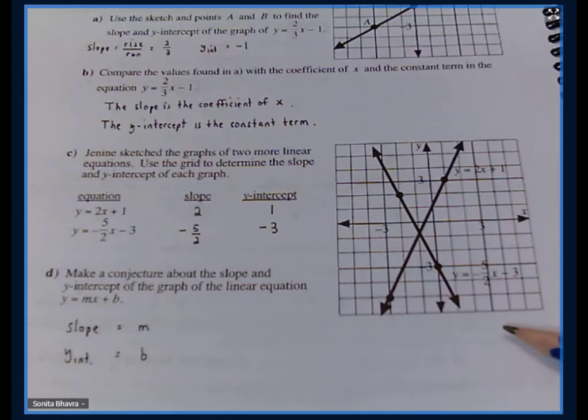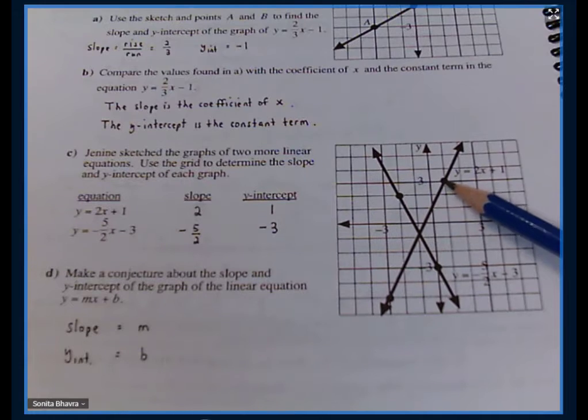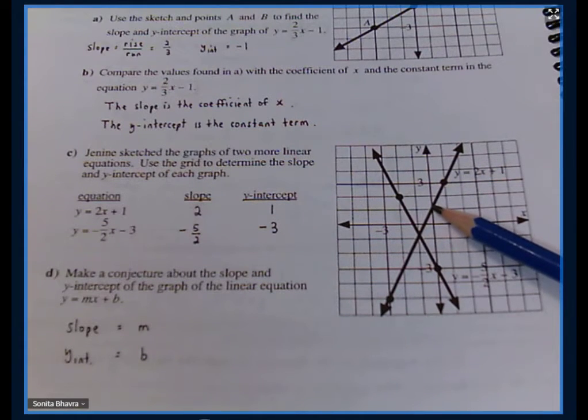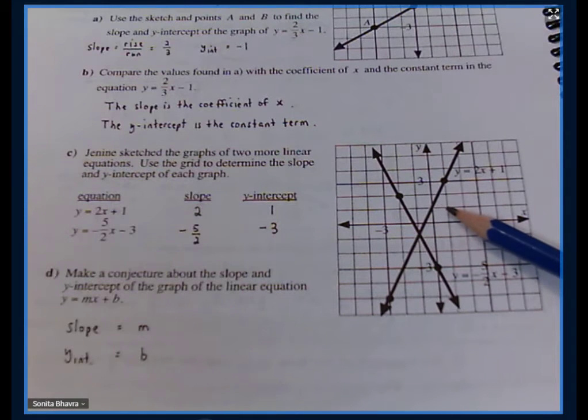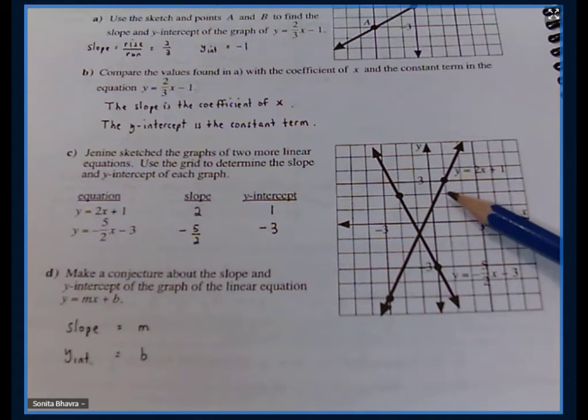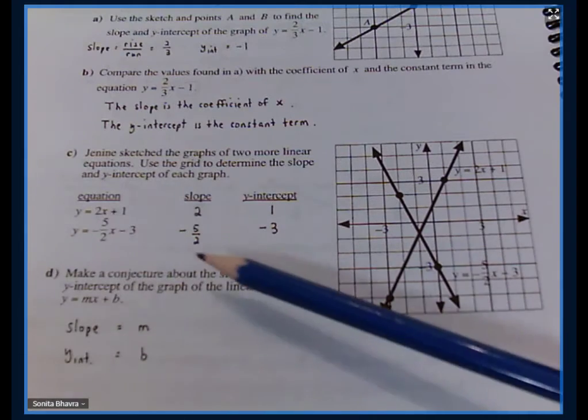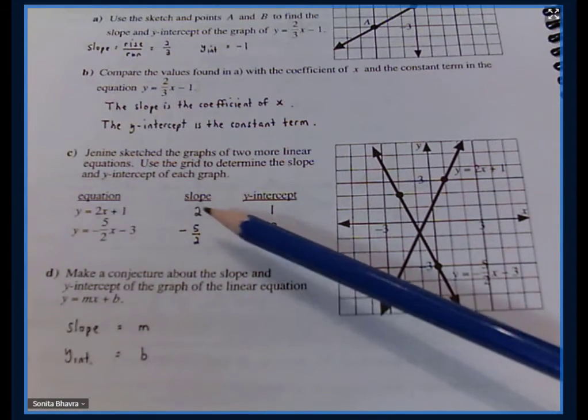Okay, so let's take a look at y equals 2x plus 1, and let's take a look at the slope of that line. First of all, the line is going up from left to right, so we know our slope is going to be positive. So let's just count our rise from here. We can use another point here. So our rise is 2 and our run is 1. Therefore the slope is 2 over 1, which is just 2. So our slope is 2.